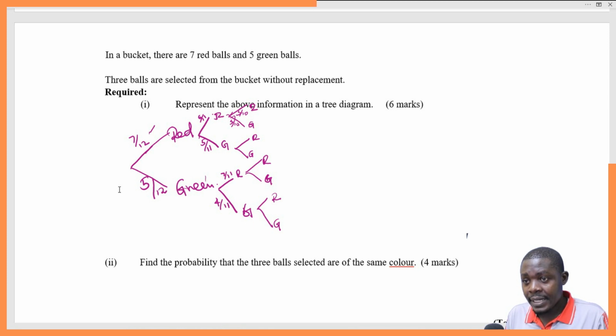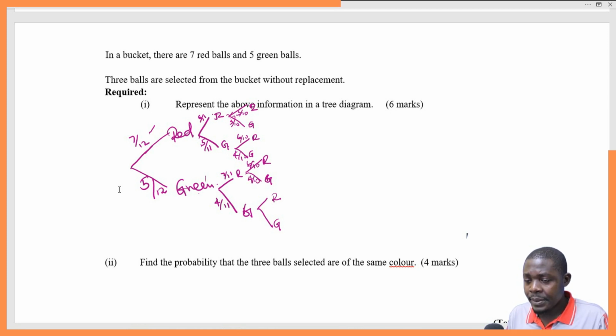When we select the green ball, the red is going to remain 6 over 10 because we are picking the green. The green will reduce from 5 to 4 over 10. Right? Now for green. We select the red ball. Here the red will reduce. It's going to have 6 over 10. Then the green balls will remain, which is 4 over 10.